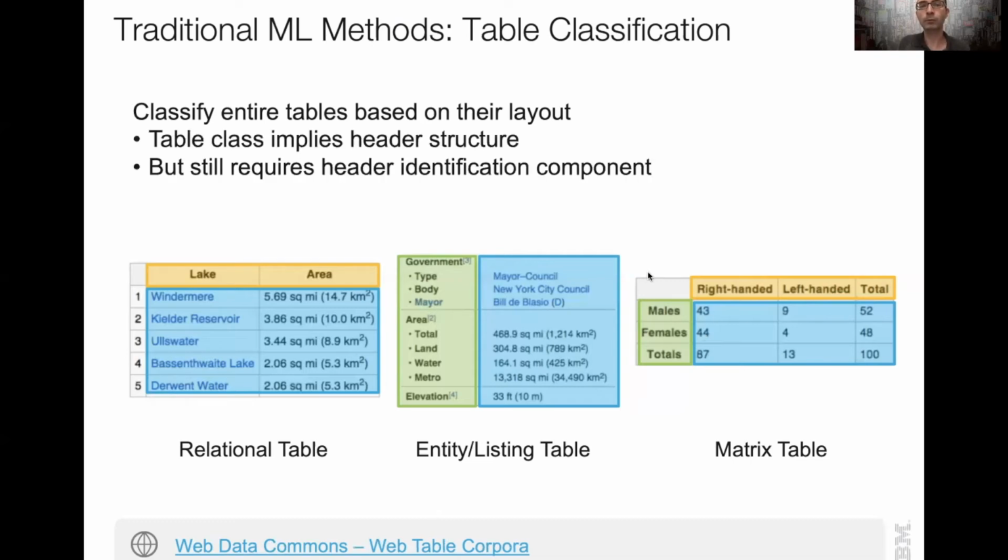Now, it is interesting to note that the table class implies the header structure. However, this may not solve completely the header identification problem, because, for instance, for relational tables, we may still need a header identification algorithm to decide whether a column header exists, and if it exists, how many rows of column headers we have. However, since this approach finds the layout of the tables, we think that it falls within the table region identification problem.